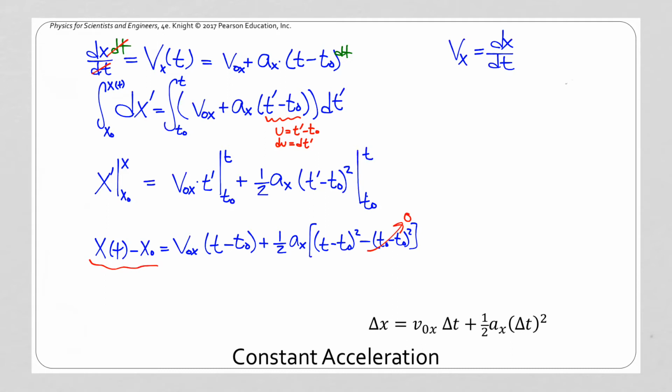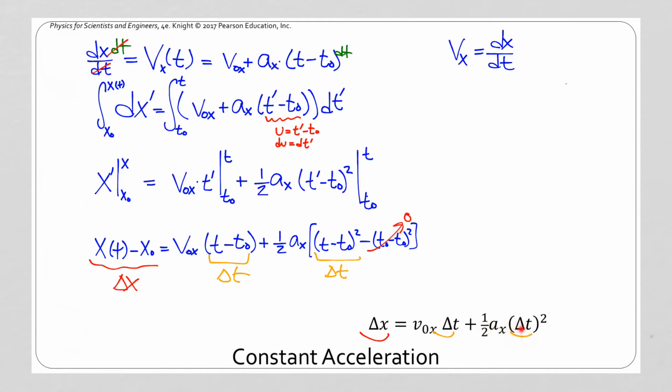Oftentimes, x final minus x initial is called delta x, our displacement, that's that term there, and our t minus t0 is often called delta t, that is the time increment, that's the time that elapses as this segment of constant acceleration goes on. But what I've done here again is I've derived another equation here representing the displacement of a race car, but really the displacement of any object as it undergoes constant acceleration.